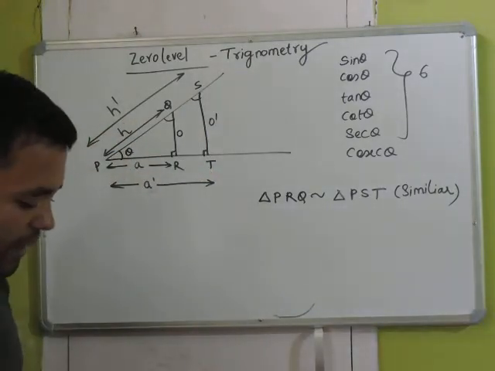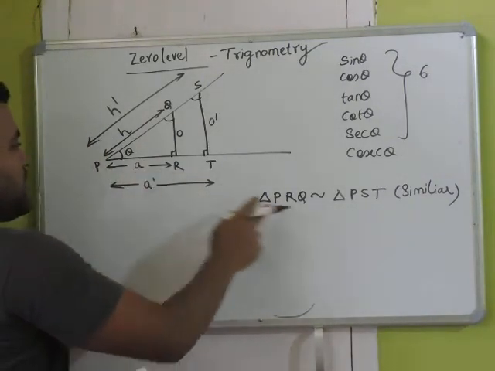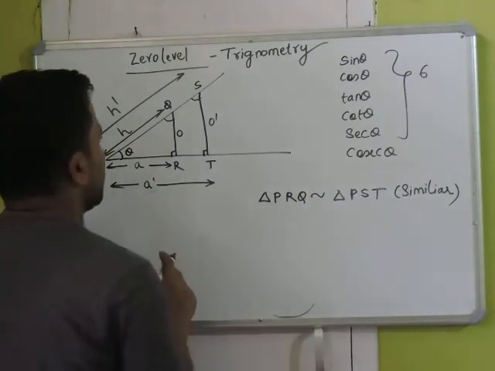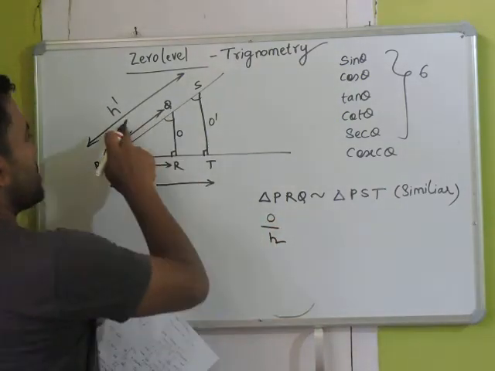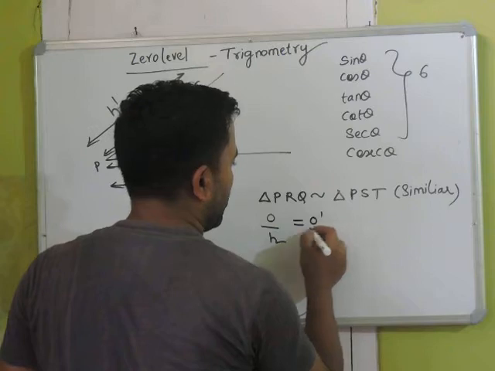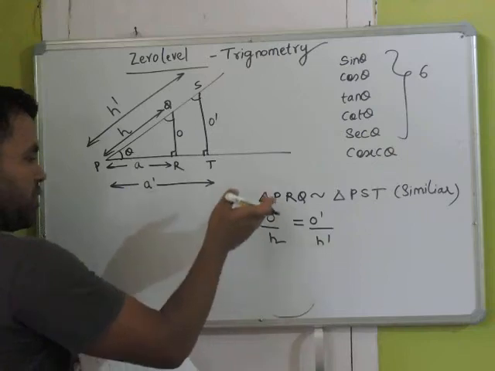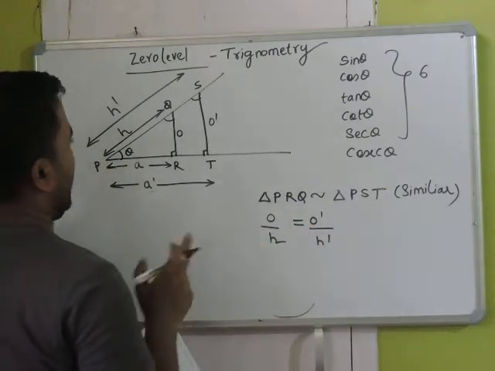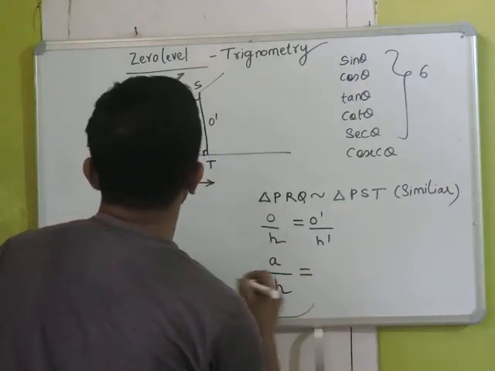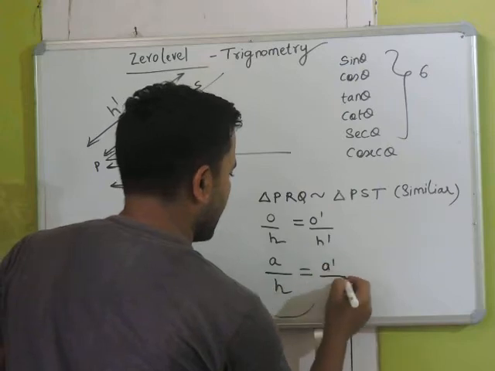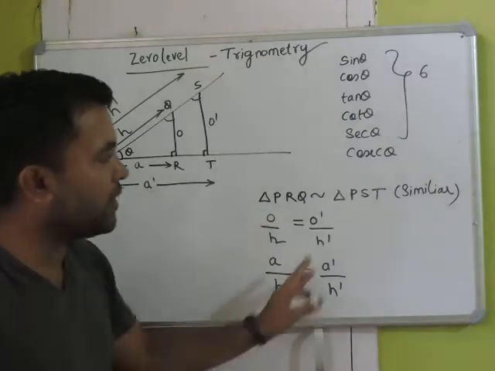Now it turns out that since the triangles are similar, if you write O by H, this O by H is also equal to O prime by H prime. Okay, so the ratio of the sides will be the same, and the same goes for A by H. It will be equal to A prime by H prime. Now this is nothing but the idea of similar triangles.